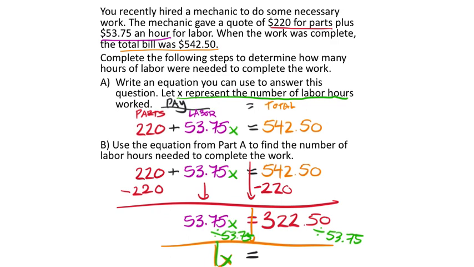So I go to my calculator. I type in 322.50, that's a decimal, divided by 53.75. Now I remember it is 6. Now, the answer is not 6 because this is a word problem. You can't just put 6 if you want full credit. Very good. 6 hours. Boom.